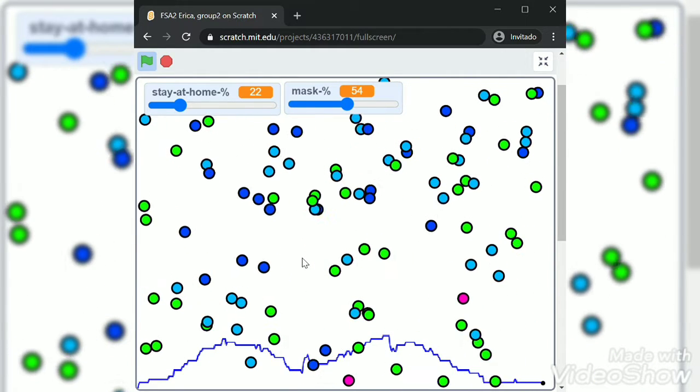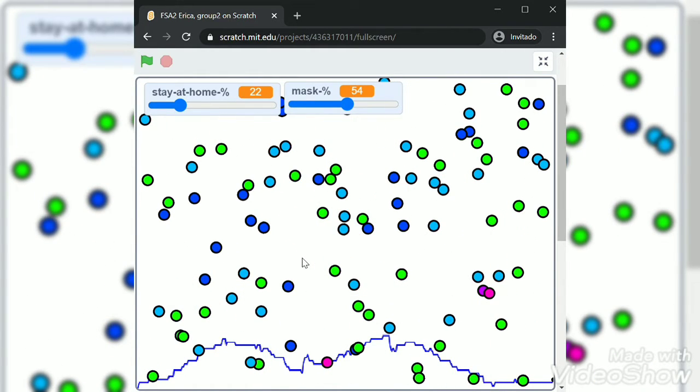The people that stay at home are represented by the dots that don't move. Another new characteristic is the probability of getting infected depending on if the infected or healthy people wear masks. There's also a graph which represents the number of infected people.